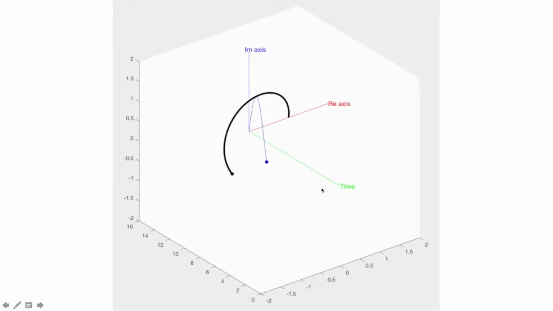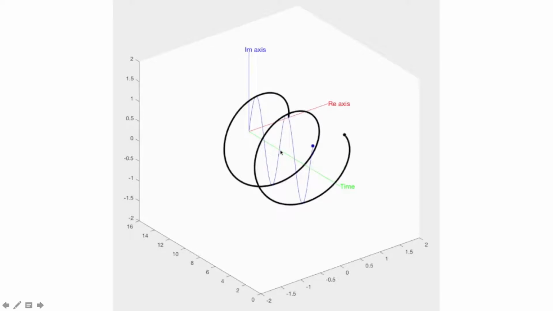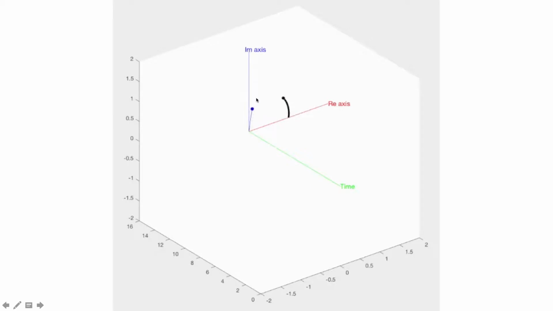Similarly, the projection of exponent e raised to j theta on the imaginary axis time plane can be visualized by the blue diagram, and the imaginary component of cos theta plus j sin theta can thus be clearly seen as sine of theta.